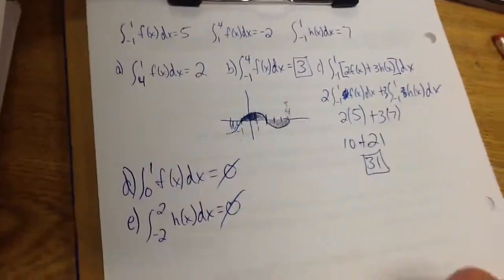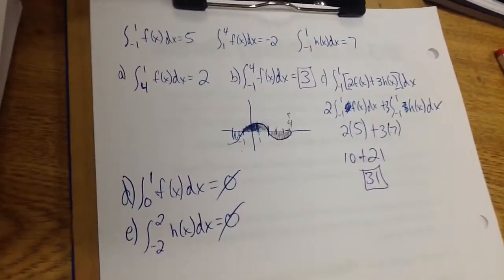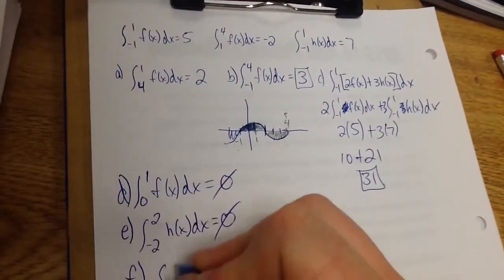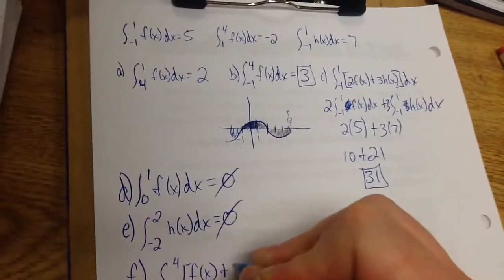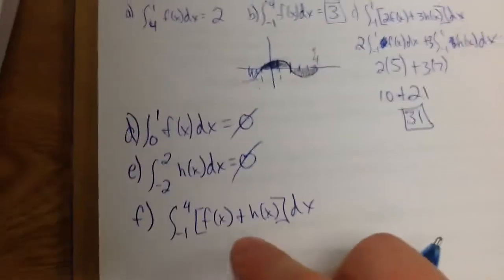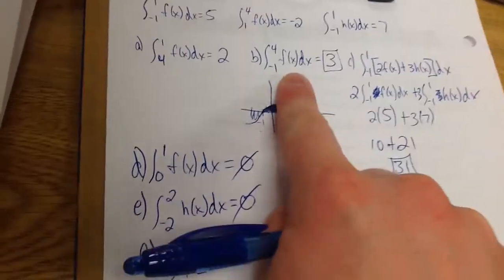I think they're just trying to trick you into doing half and into doing double. Hopefully f actually has a solution. Let's see. Negative 1 to 4 of f of x plus h of x. So from negative 1 to 4 of f of x plus h of x, again I can do them separately. So negative 1 to 4 for f of x.